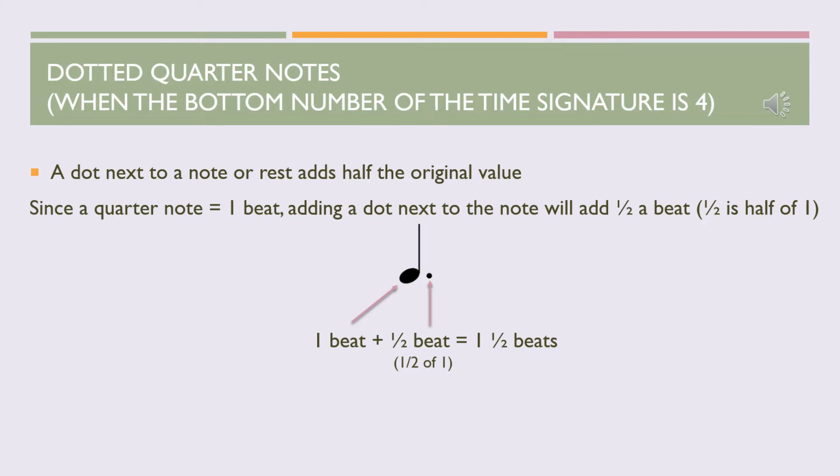Similarly, if you add a dot next to a quarter note, that dot will add half of the original value of the quarter note. When the bottom number of the time signature is 4, a quarter note equals 1 beat. That means the dot will equal half a beat. So 1 plus 0.5 is 1.5 beats. The dotted quarter note equals 1.5 beats.